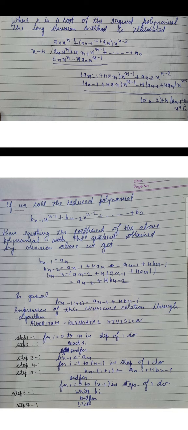Step 1 says for i equal to 0 to n, in steps of 1 do read a_i, end of for loop. Step 3 says b_(n-1) is initialized to a_n. Step 4, for i equal to 1 to n minus 1, in steps of 1 do. Step 5, b_(n-i-1) equals a_(n-i) plus r b_(n-i), end of for loop. For i equal to 0 to n minus 1, in steps of 1 do. Step 6, write b, end of for loop, then stop.